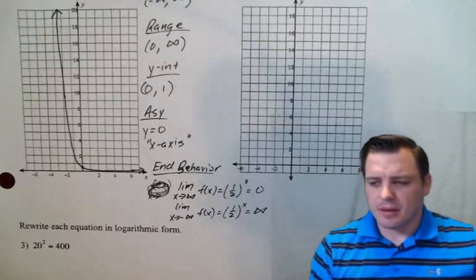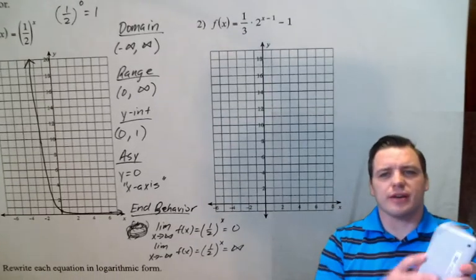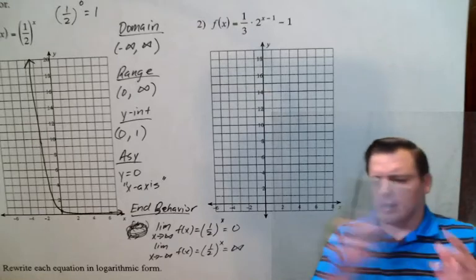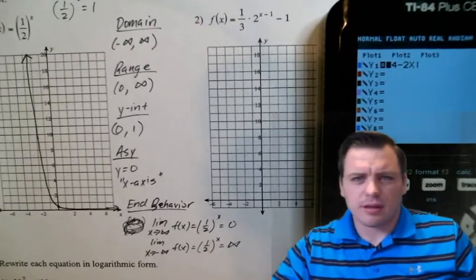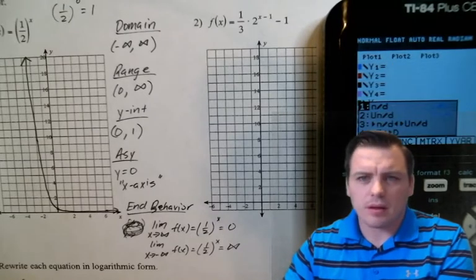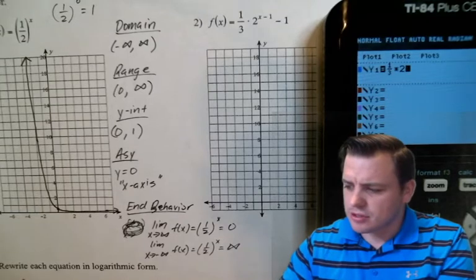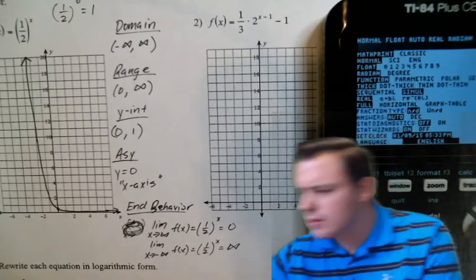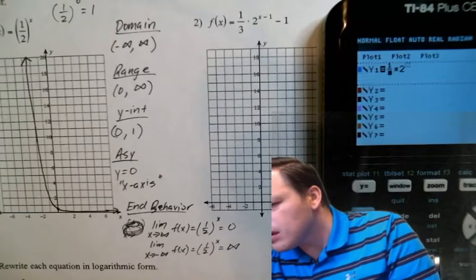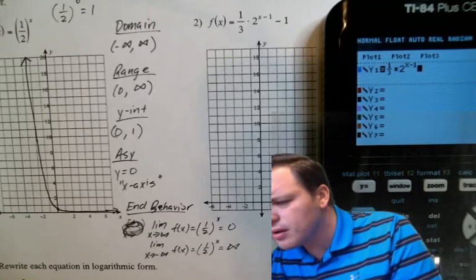All right, this next one. These are the ones I told you could use your calculator on, just so you can get the graph of it and see what it's looking like. So we have 1/3 times 2 raised to the x minus 1, minus 1.